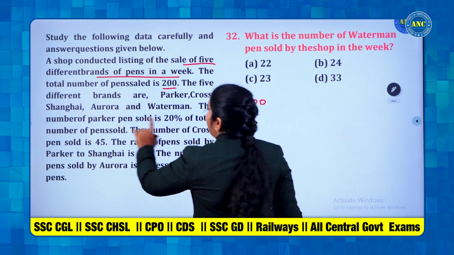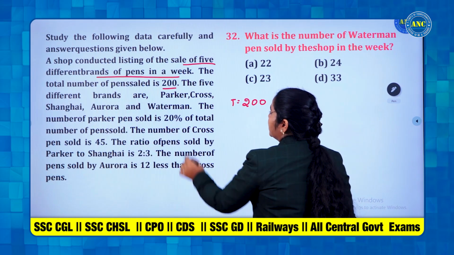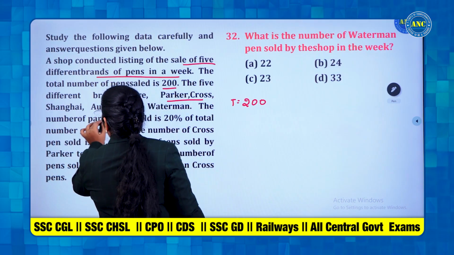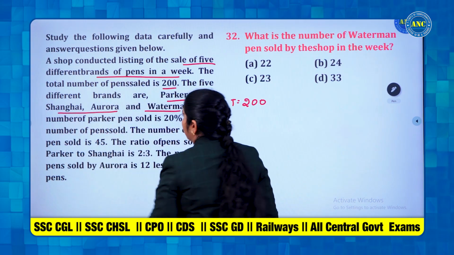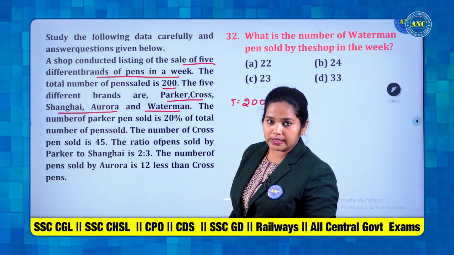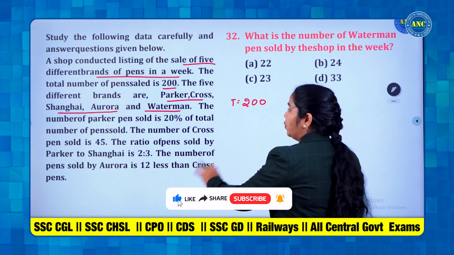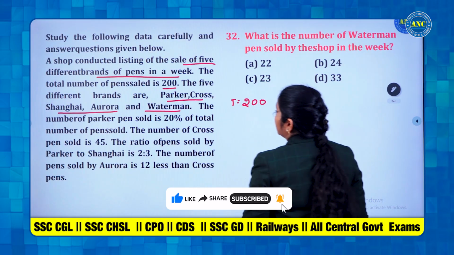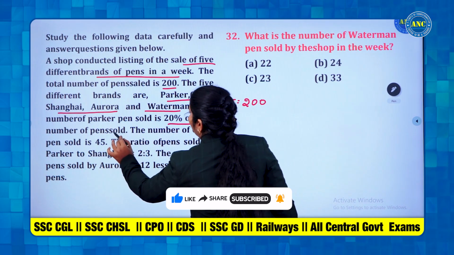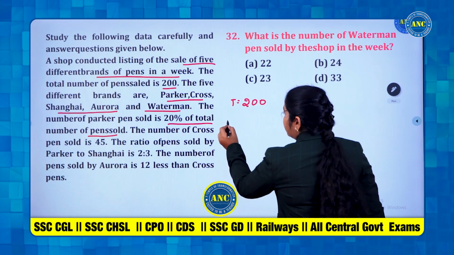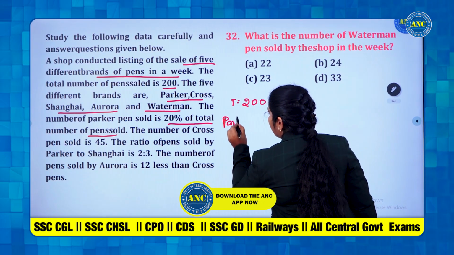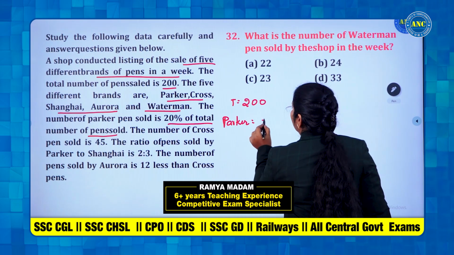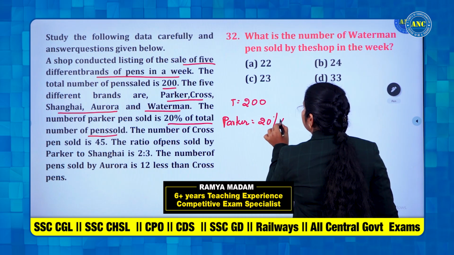The 5 different brands. What are those 5 different brands? Parker, Cross, Shanghai, Aurora and Waterman. Fine. The number of Parker pens sold is 20% of total pens sold. So first, take the Parker pen. The number of Parker pens sold is 20% of total pens.